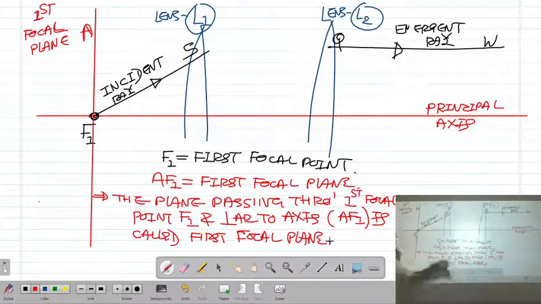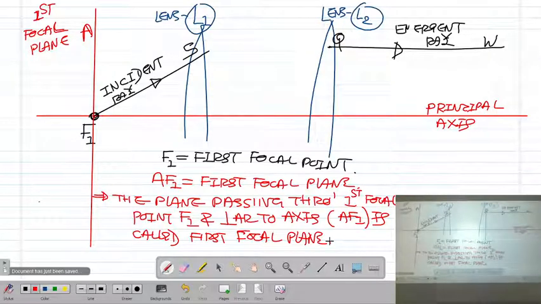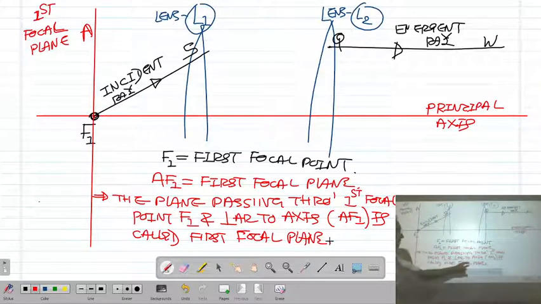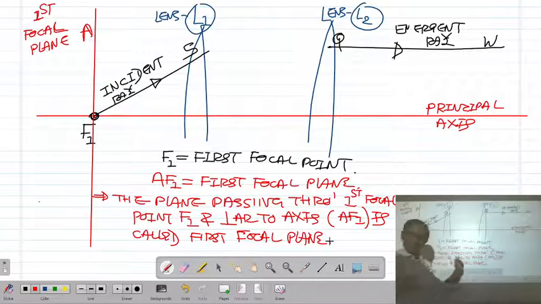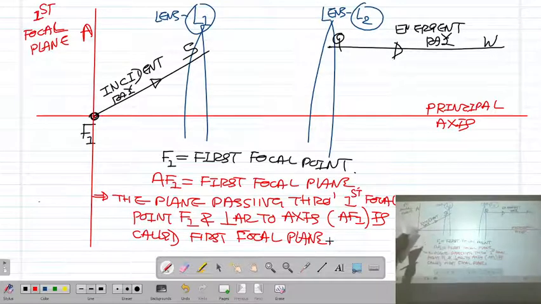You can imagine this type of plane. The plane passing through the first principal point P1 and perpendicular to the principal axis is called the first principal plane. So the plane passing through the first focal point F1 and perpendicular to the principal axis, that is the AF1 plane, is perpendicular to the axis and passes through the first focal point F1. So this is about the first focal point.